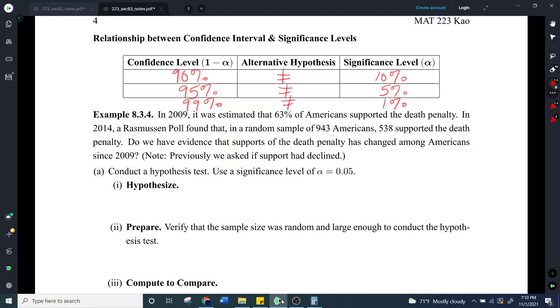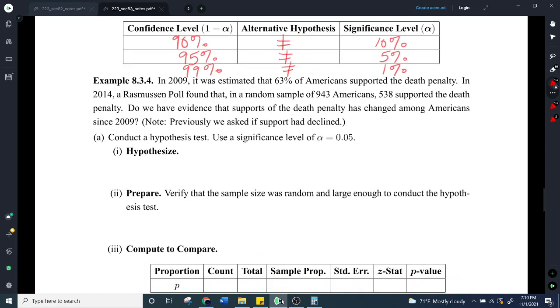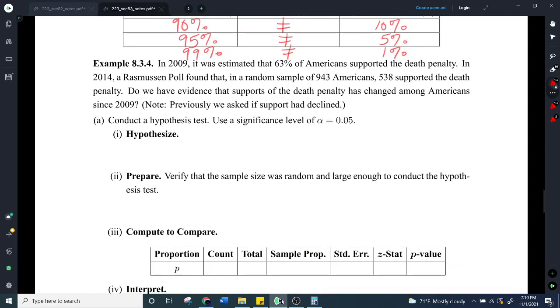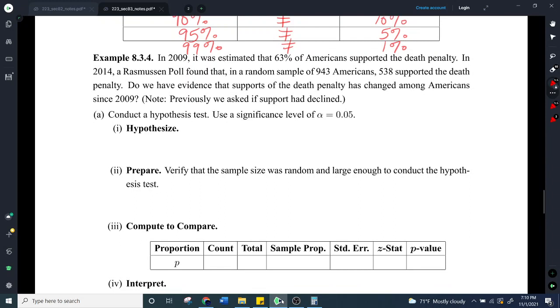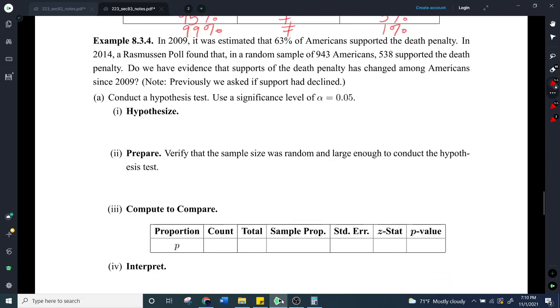So let's look at an example. It says in 2009, it was estimated that 63% of Americans supported the death penalty. I think we actually had this example in the last video, in section 8.2, so I may go through this a little quicker. Take a look at your notes for section 8.2 so you have all the numbers in front of you. In 2014, a Rasmussen poll found that in a sample of 943, only 538 supported the death penalty. Actually, I think the number is a little different than in the previous example. Do we have evidence that support for the death penalty has changed?